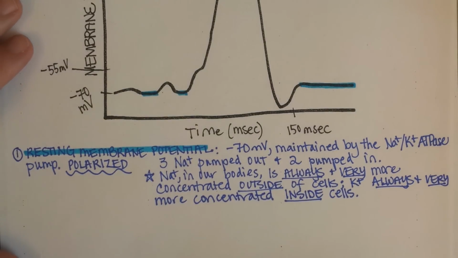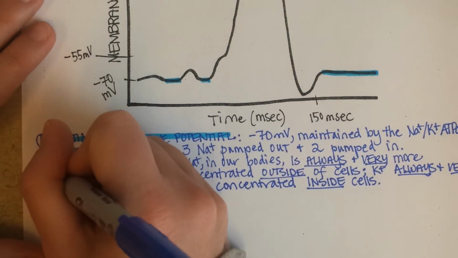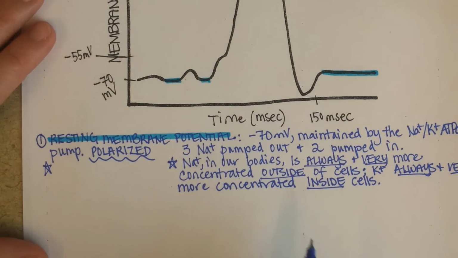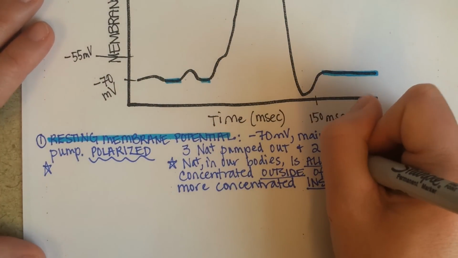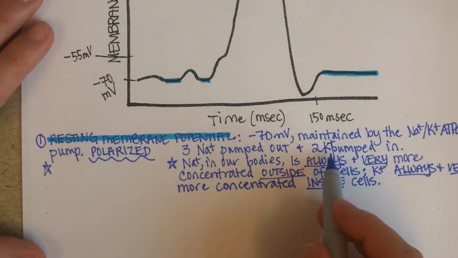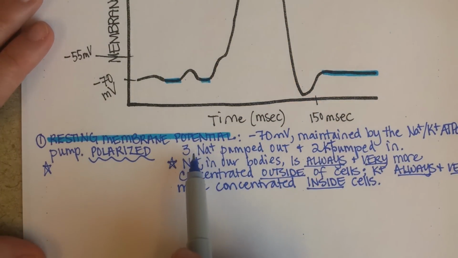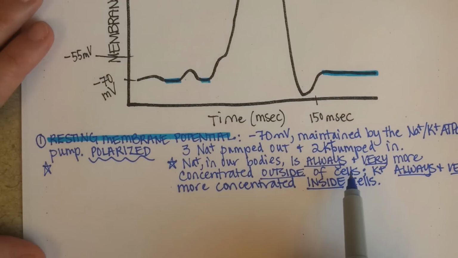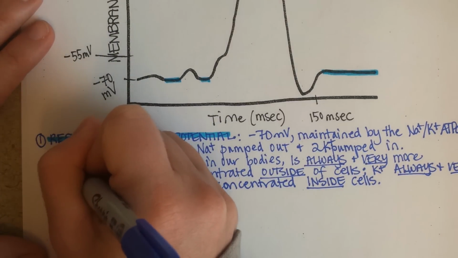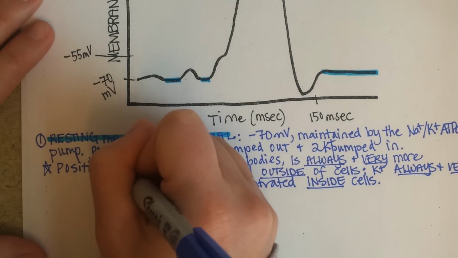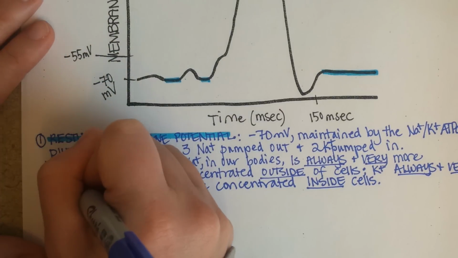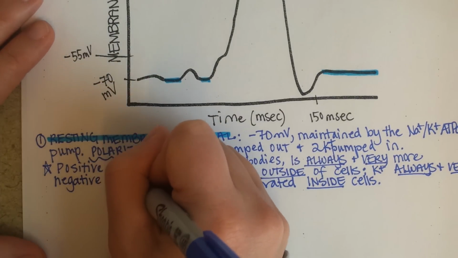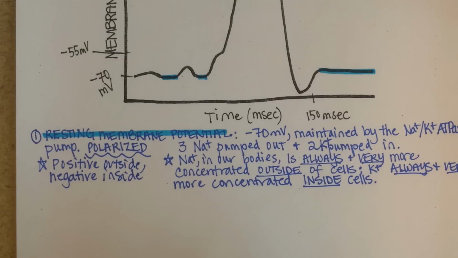And then the other natural occurrence that happens because of this pump is that, relatively speaking, where is it more positive? Well, outside, because 3 sodiums are pumped out. Oops, I forgot to put 2 potassiums. And 2 potassiums pumped in. If you just said 3 positives are pumped out and 2 positives are pumped in, what that means is it's more positive outside and more negative inside. In fact, minus 70 millivolts negative on the inside.